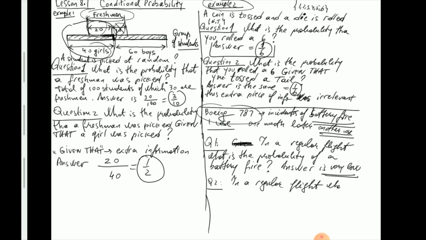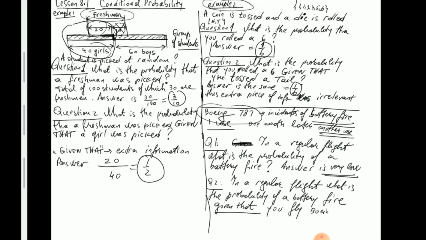what is the probability of a battery fire, and here comes the punchline, given that you fly a Boeing 787, obviously it's a bigger probability. At least at the time. Now the issue is fixed, more or less anyway.